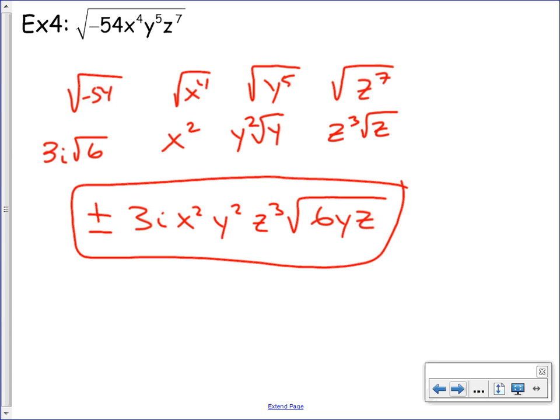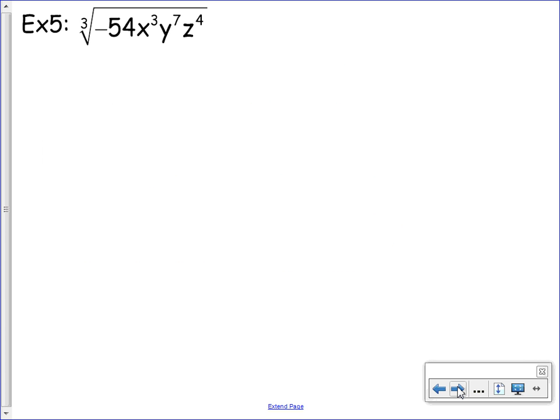Alright. Next! Cube root of negative 54. Let's do that one.